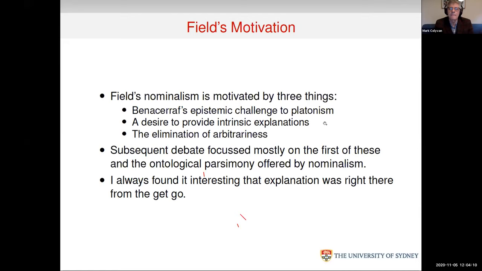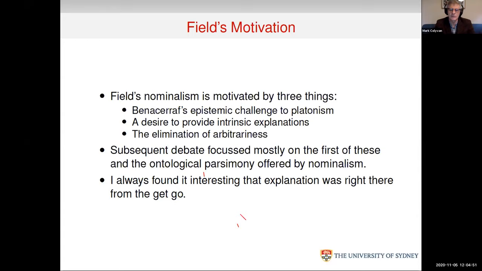And thirdly, the elimination of arbitrariness. So again, just a quick example. If you have a space-time theory that has coordinates, there's arbitrariness about the coordinates, right? You could have chosen zero to be somewhere else. You could have chosen different scales. There's something arbitrary about any coordinate system. So coordinate-free formulations of geometry are to be preferred because they don't have that arbitrariness. And that, again, is a kind of motivation in Hartree's approach in Science Without Numbers.